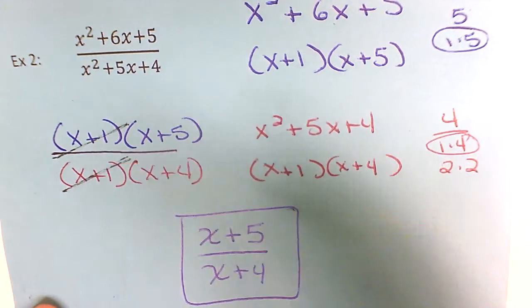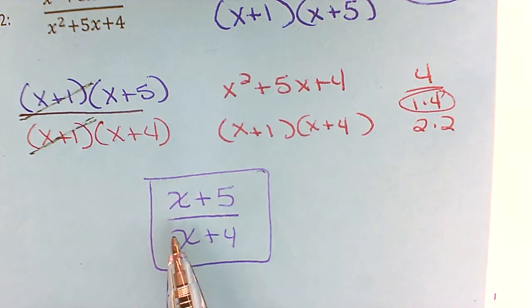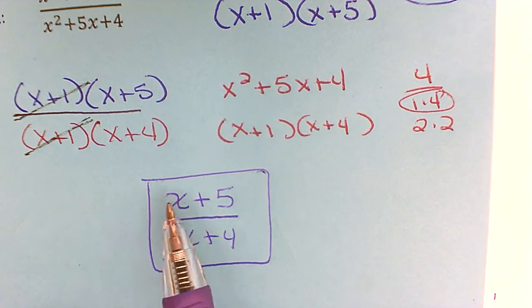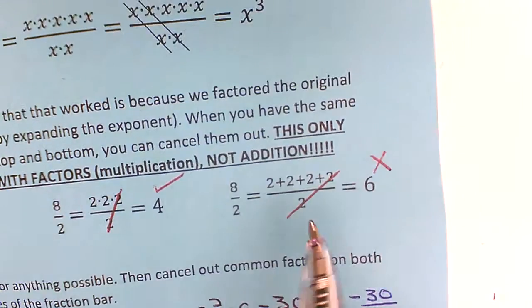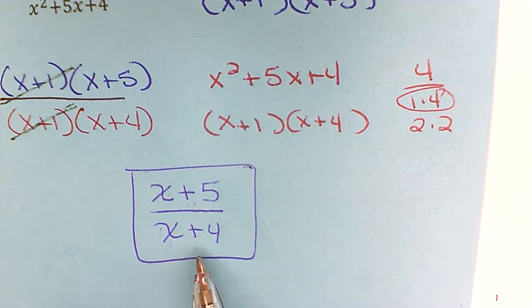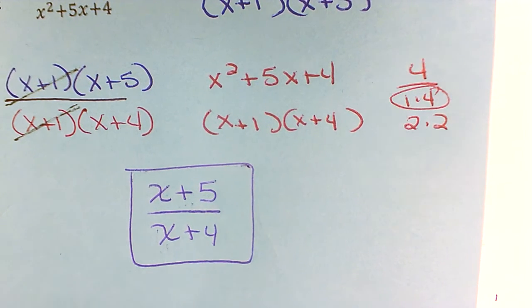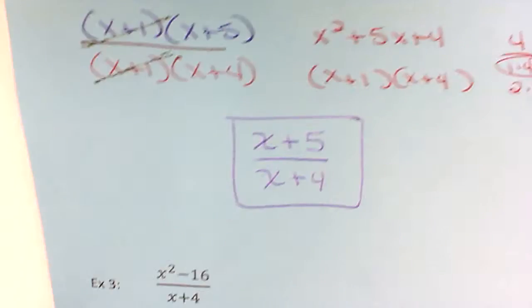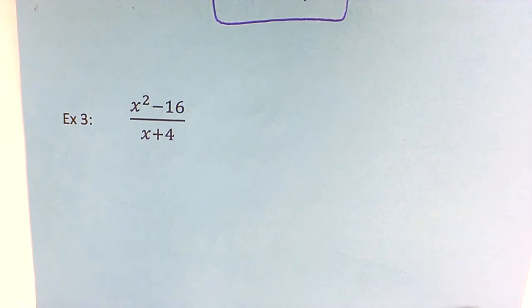Now some of you might be thinking, okay, we've got the same letter on top and bottom of the fraction bar, why can't we cancel those out? Well, remember what I just said. That only works for multiplication, not for addition. And right now, we've got a couple of addition problems. So that's why we cannot cancel out those x's. Let's look at example number 3.